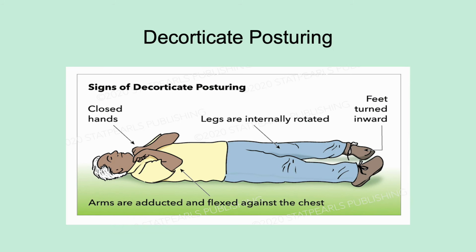So let's look at what that looks like. So this is decorticate posturing. So you have, instead of the hands being at the side, like it was the other one, you have them folded across the chest, legs are straight but rotated inward. So these are different. That's the difference between the two.